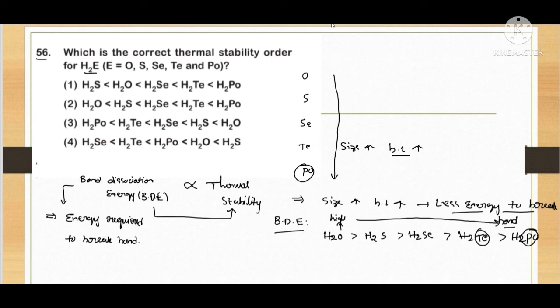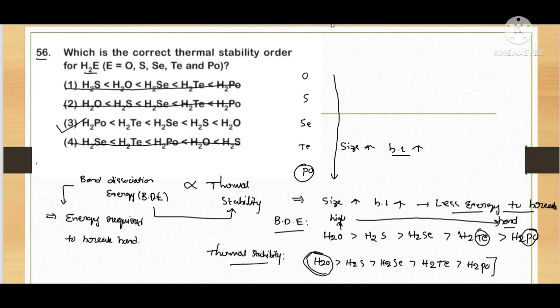Okay, we know that bond dissociation energy is directly proportional to thermal stability. Then you write the thermal stability order: H2O greater than H2S greater than H2Se greater than H2Te greater than H2Po. Option 3 is our correct answer according to the given question on thermal stability order.